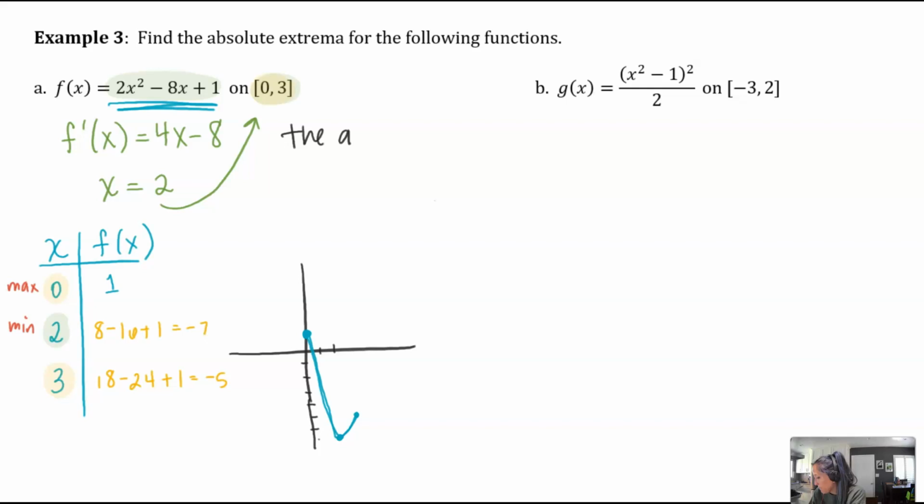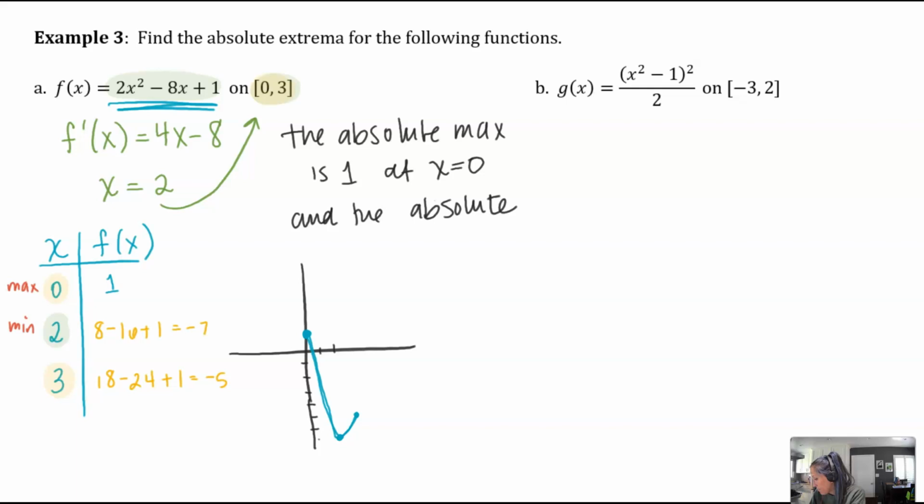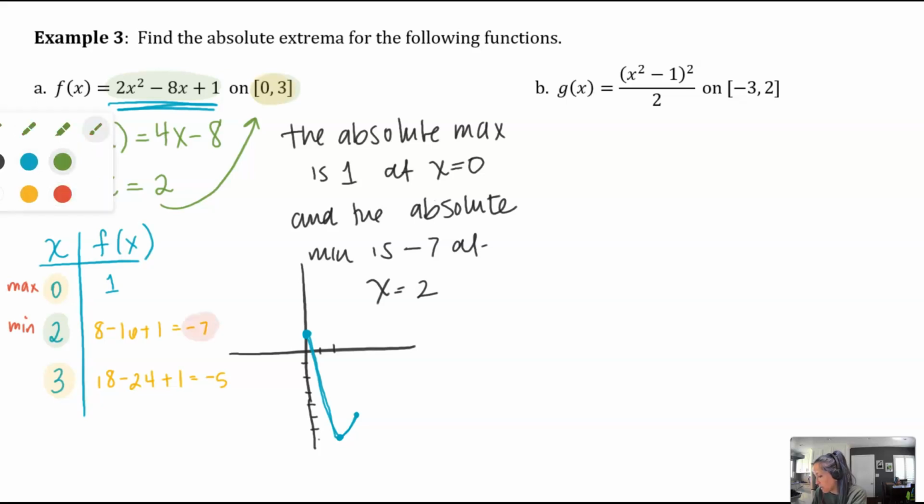The absolute maximum is 1 at x is equal to 0, and the absolute minimum is negative 7 at x is equal to 2. So we can see that by just looking: okay, what's the smallest number? What's the biggest number from our candidates?